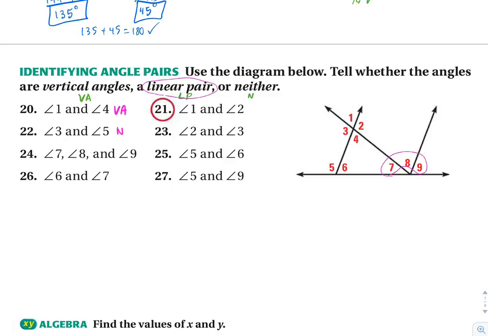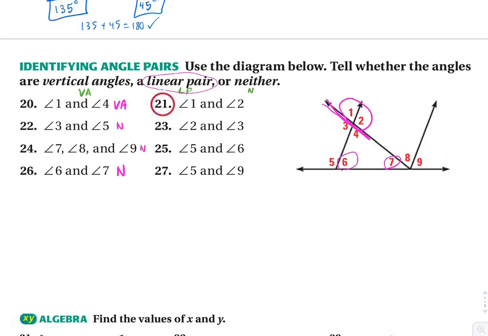So here we would say these are not a linear pair or vertical angles. And then go back, we'll go 6 and 7. 6 and 7, not even at the same intersection, so neither. 1 and 2, those do make a straight line. So those are a linear pair. 2 and 3, I'm just going to erase all this crazy work I've done. 2 and 3 are across from each other where two lines meet, so these are vertical angles. 5 and 6, those make a straight line, so that's a linear pair. And then 5 and 9 aren't even at the same intersection, so they have no relationship yet. We'll get to relationships of those later.